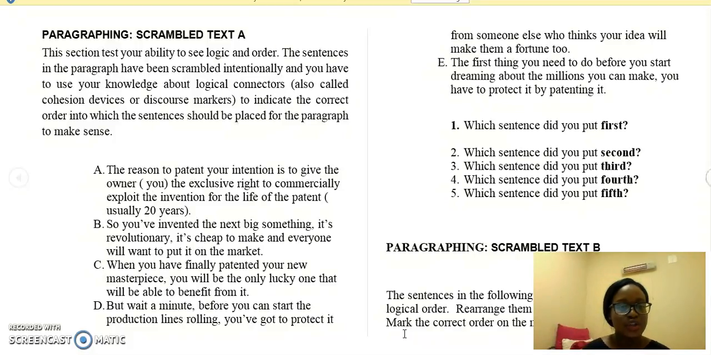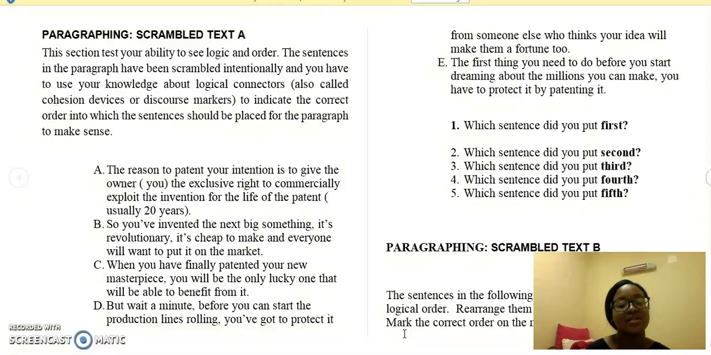A. The reason to patent your invention is to give the owner, which is you, the exclusive right to commercially exploit the invention for the life of the patent, usually 20 years. No, it seems like A does not give an idea of what the topic is really about, right? But we have more paragraphs to look at.